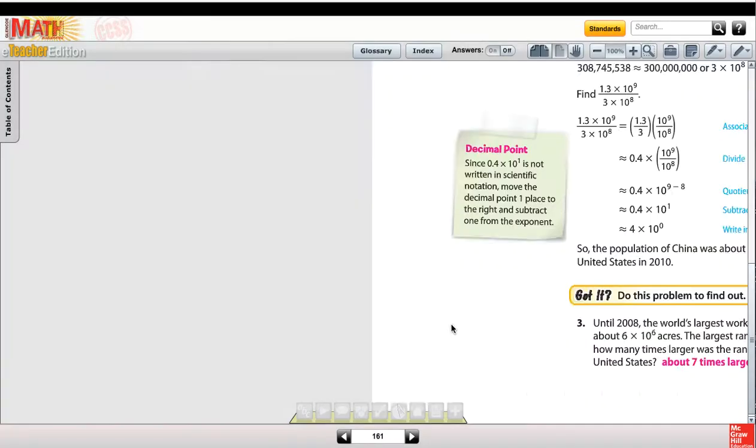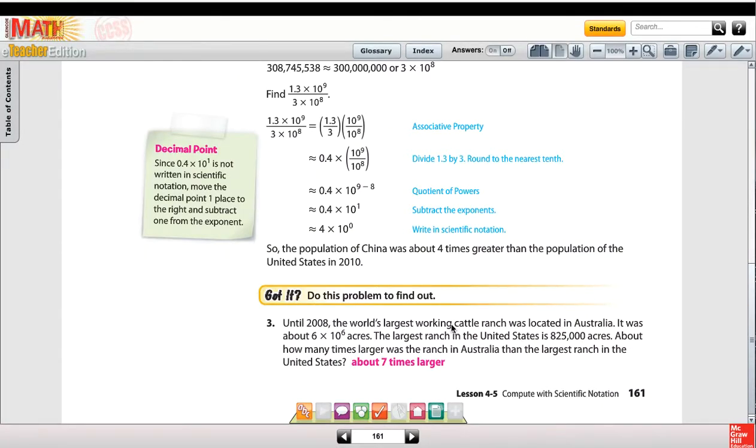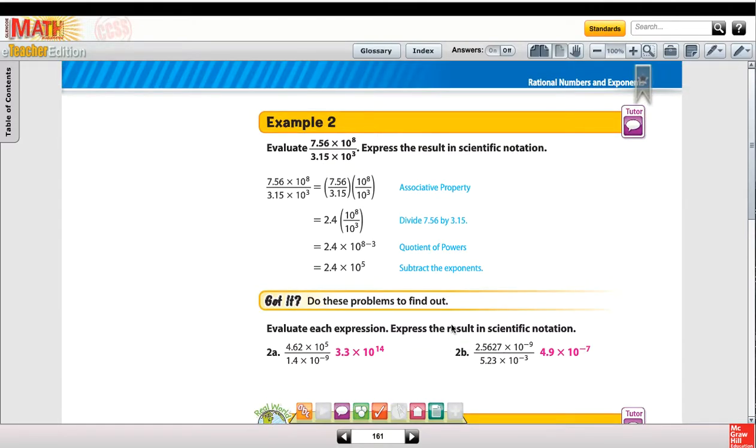On the next page, 162, at the top of the page, we have example 2, and this is a division with scientific notation. So we can go ahead and divide the numbers 7.656 and 3.15, and then we can also worry about dividing powers with the same base, in this case 10 to the 8th and 10 to the 3rd. We can just subtract those two and make it 10 to the 5th, and then perform the operation of the division on these two numbers to get 2.4.